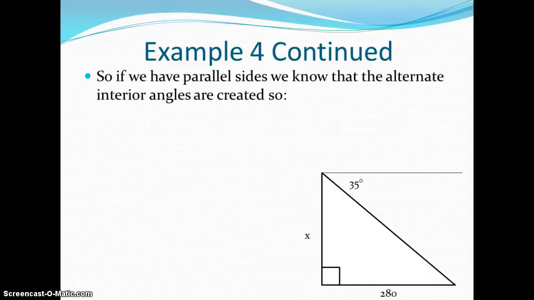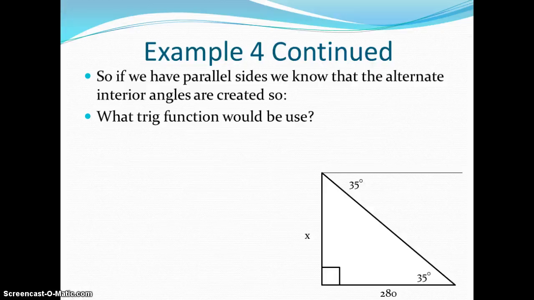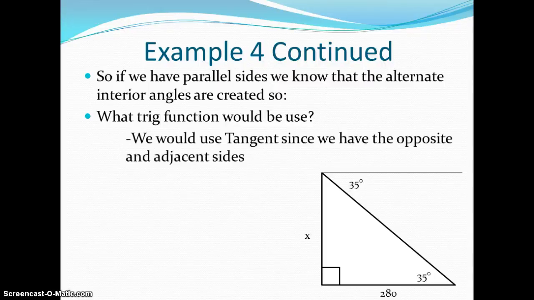Example 4 continued. So if we have parallel sides, we know that the alternate interior angles are created. So 35 degrees down in our little picture would be congruent to this angle. So what trig function would we use? So x is opposite 35 degrees and 280 is adjacent. So if we have opposite and adjacent, we would use tangent.